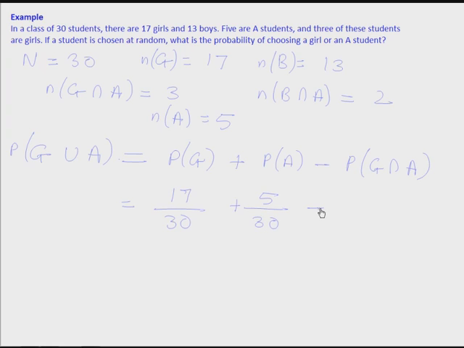What is P of G intersection A? That is, how many of the girl students are A students? Or how many A students are girl students? Well, they've told us that 3 of these students are girls. So there are 3 girl students who are also A students. So P of G intersection A is 3 out of 30. And we have our probability of the union, which is 19 over 30. Therefore, the probability of choosing either a girl or an A student is 19/30.